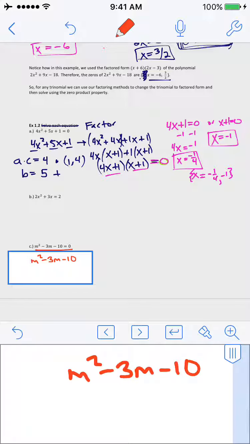I hate when I get over here. Okay, you know what? Let's just do this. So either m plus 2 is equal to 0, or down here, m minus 5 is equal to 0.